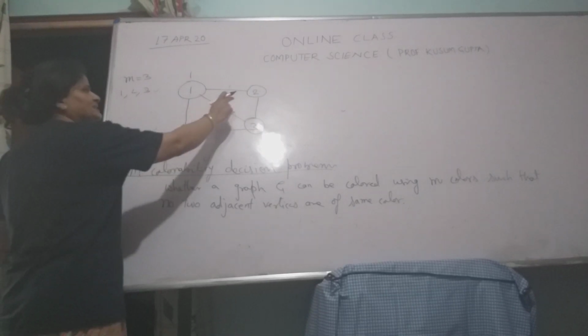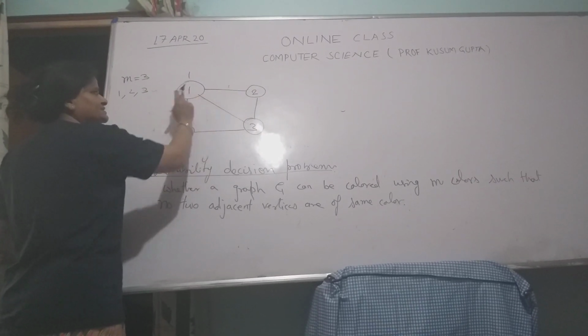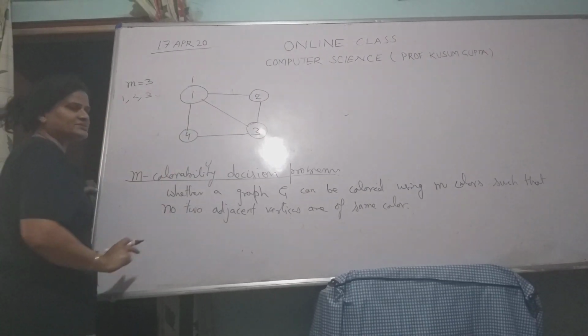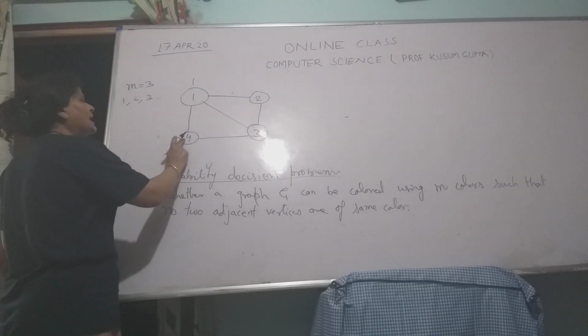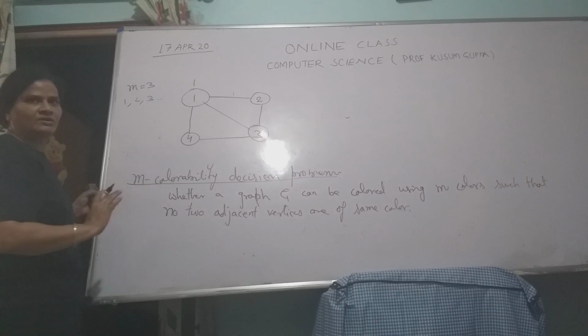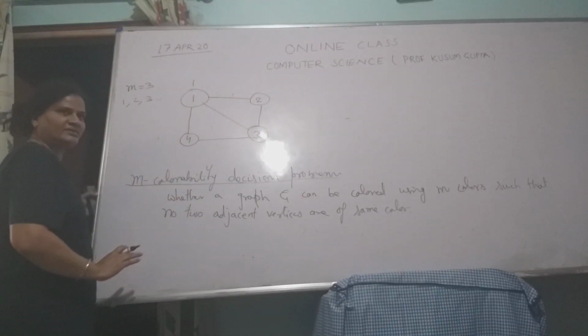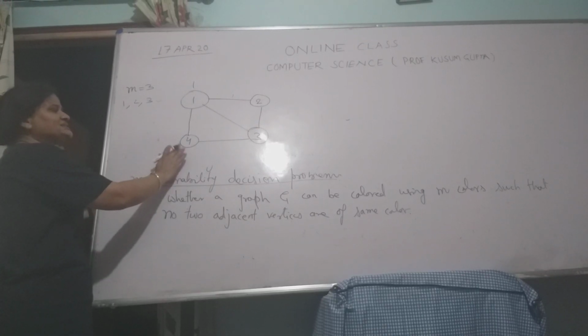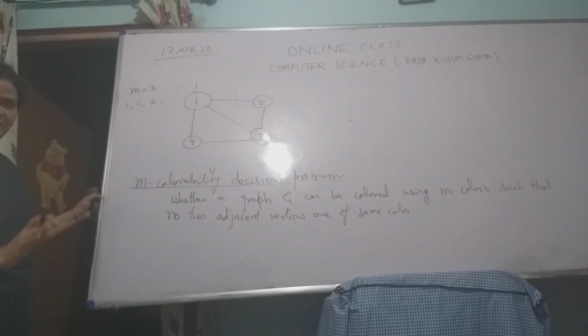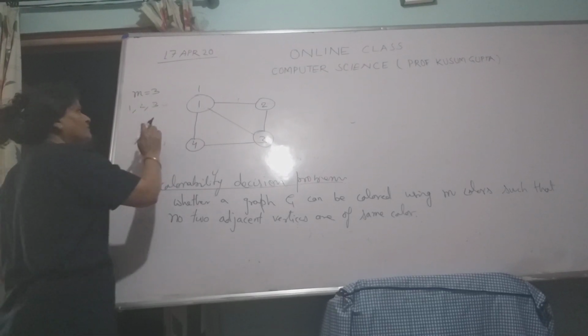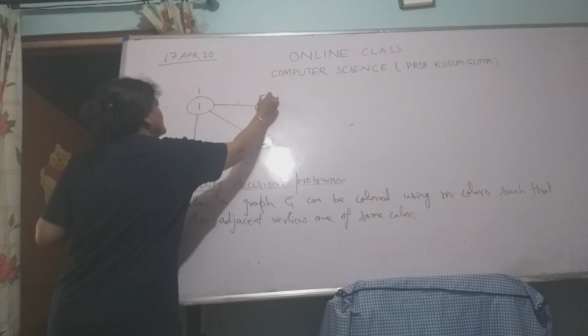The second vertex is adjacent to 1, so it cannot be colored with 1. Vertex 3 is also adjacent to 1, and so is vertex 4. So color 1 cannot be used for 2, 3, 4. It means this graph cannot be colored using one color. Here m equals 3, so now we can use another color, say 2.